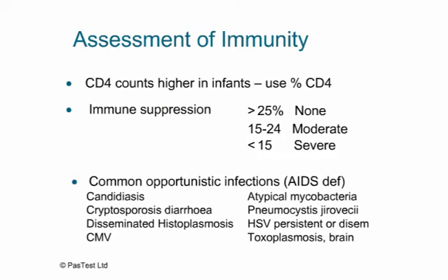As a child becomes more immunosuppressed, there is a number of common opportunistic infections that they're susceptible to. And the ones stated down here are the AIDS-defining opportunistic infections. So extensive candidiasis, so oropharyngeal rather than just in the mouth, cryptosporidiosis in the stool, disseminated histoplasmosis, disseminated CMV, atypical mycobacterial infection, pneumocystis jirovecii, and persistent or disseminated HSV, or toxoplasmosis in the brain.